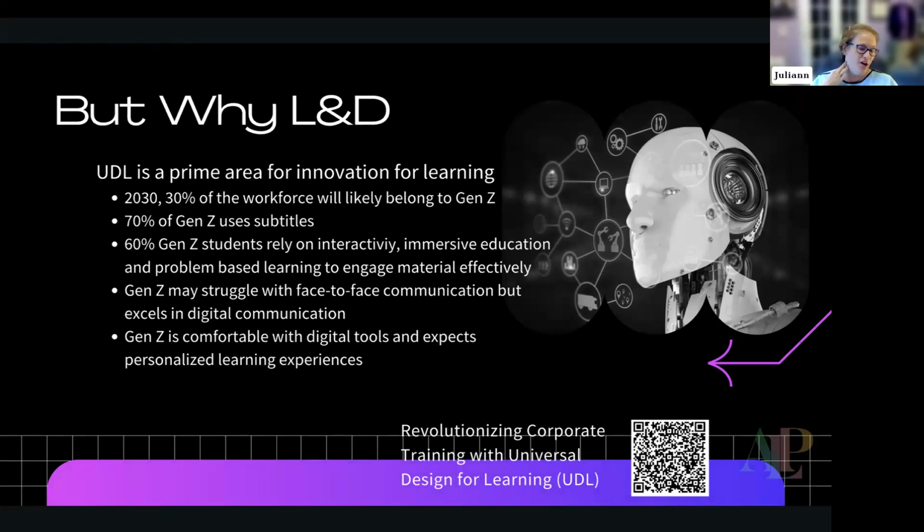By 2030, that's only 5 years, 30% of the workforce will likely belong to Gen Z. And 70% of Gen Zs use subtitles. That's not because they can't hear. It's not because of a hearing impairment. It's because they like the dual modality of hearing and reading at the same time. Also, some research suggests it helps them to focus more on the task at hand.